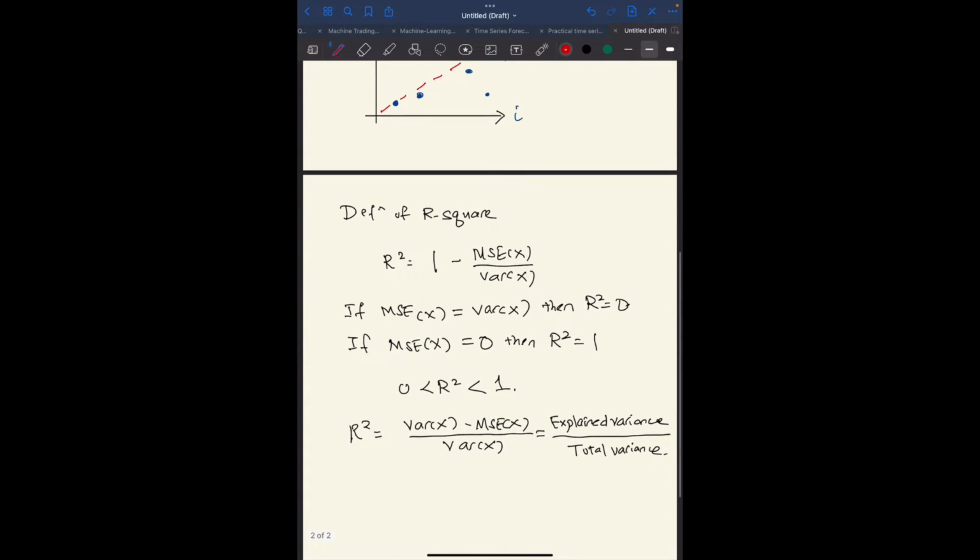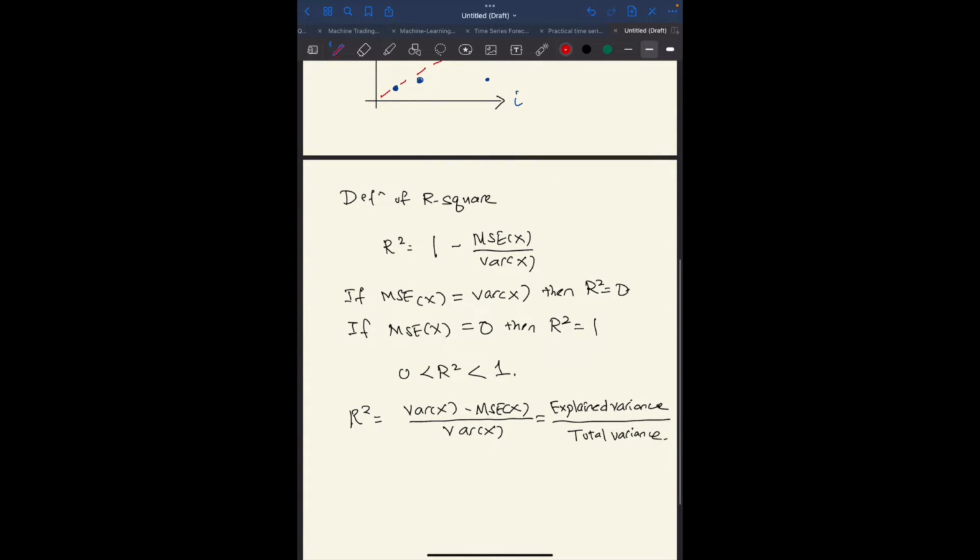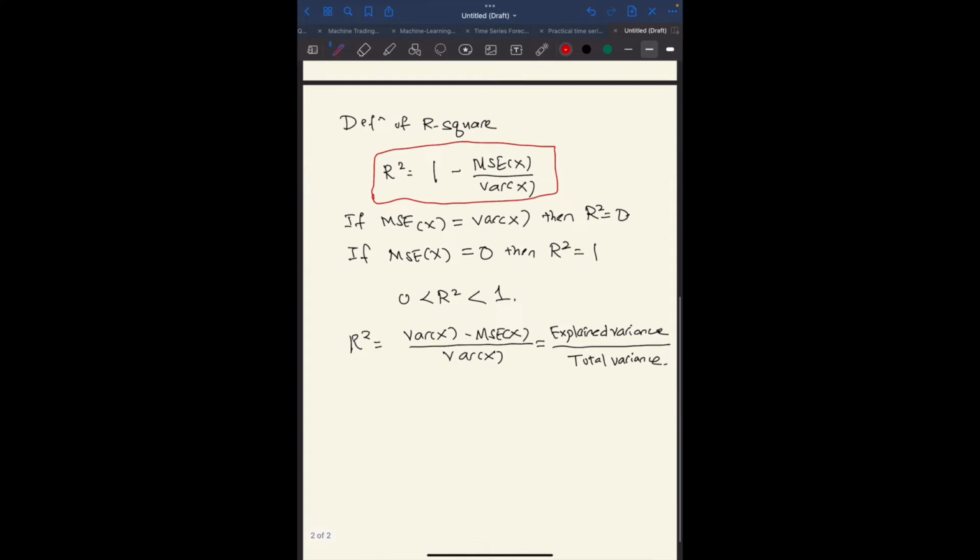Finally, we come to the definition of R square. R square is 1 minus the ratio of mean square error and the variance. If the mean square error is same as the variance, then R square is 0. If the mean square error is 0, then R square is 1. So R square always lies between 0 and 1.